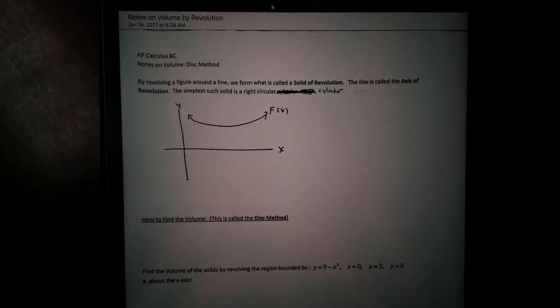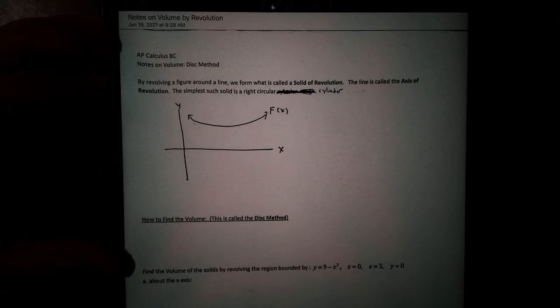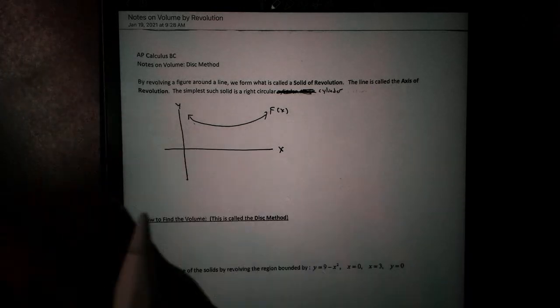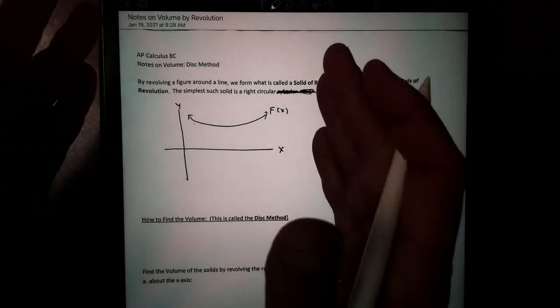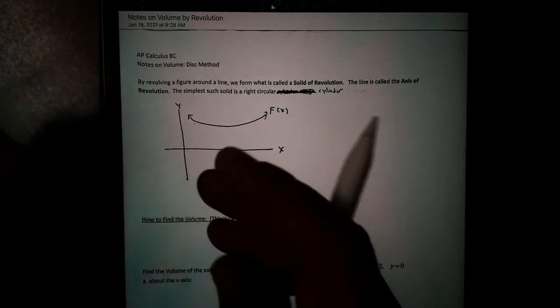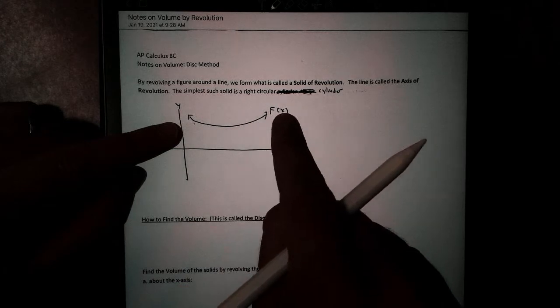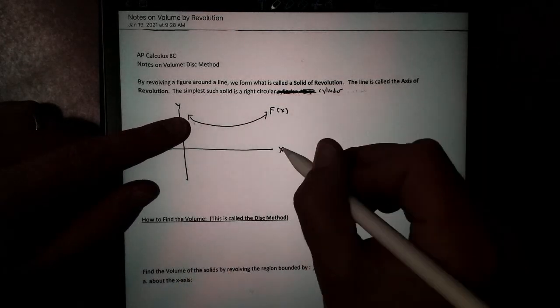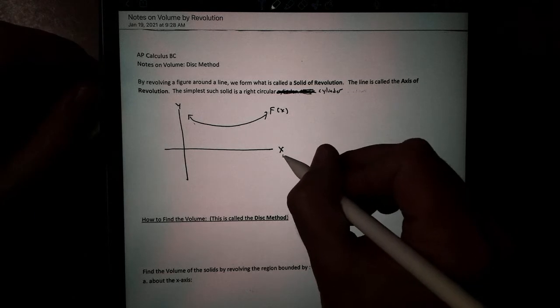Hello there, welcome back. Today we're going to be taking a look at what we call volumes by revolution. This is when we take a function and we revolve it about a specific axis. For example, let's take a look at this little Amazon smile right here, and we want to revolve this about, let's say, the x-axis.